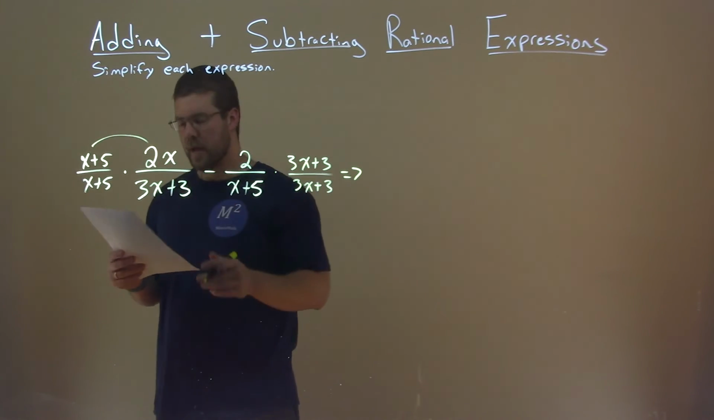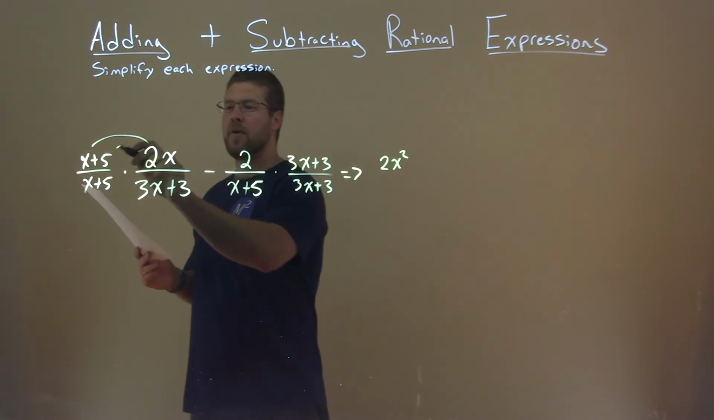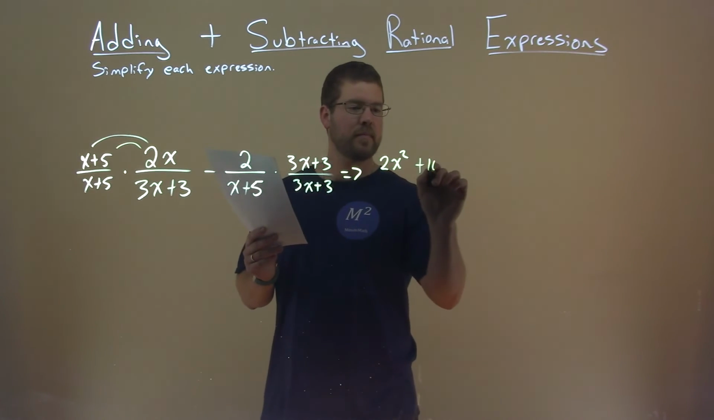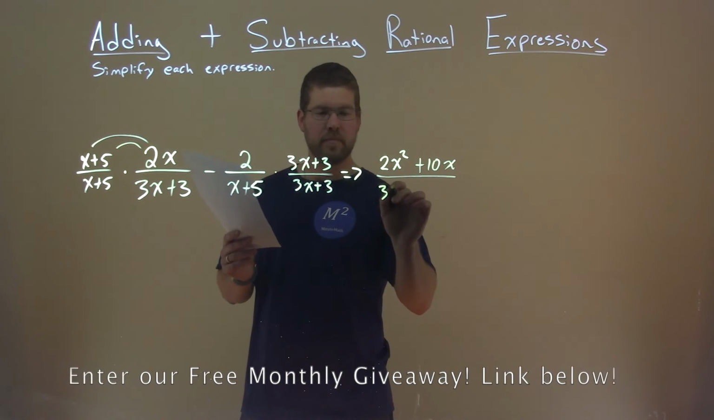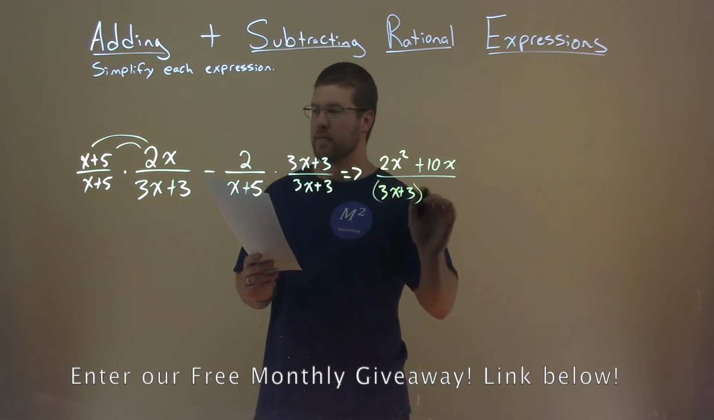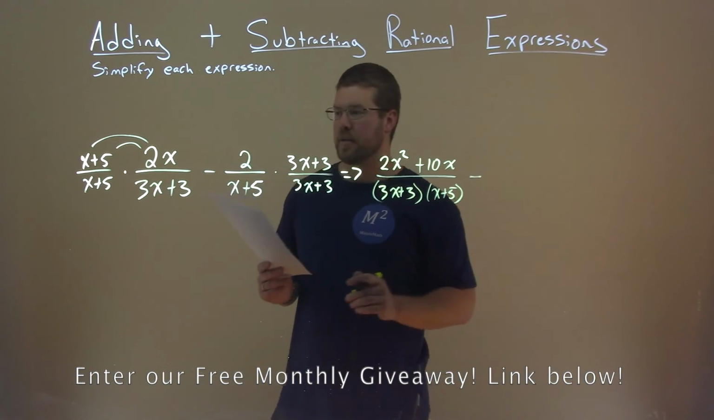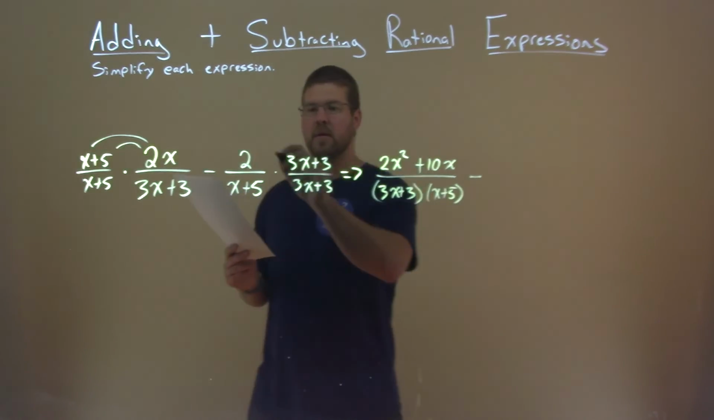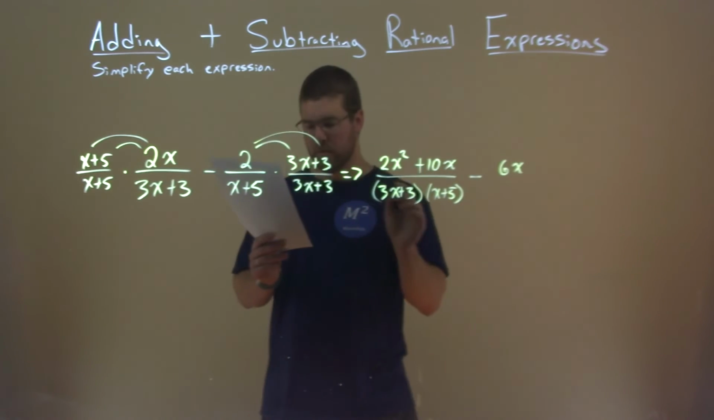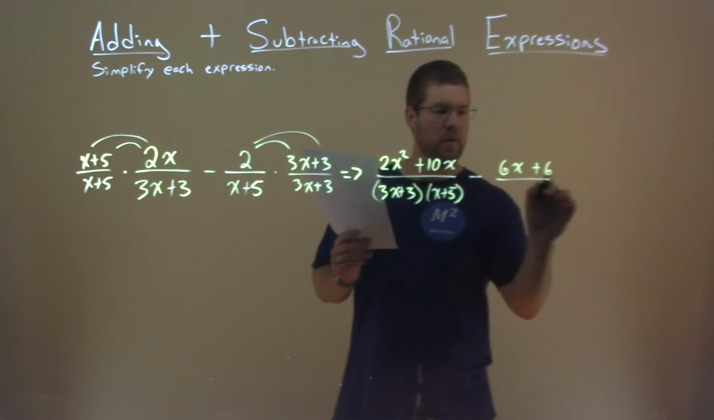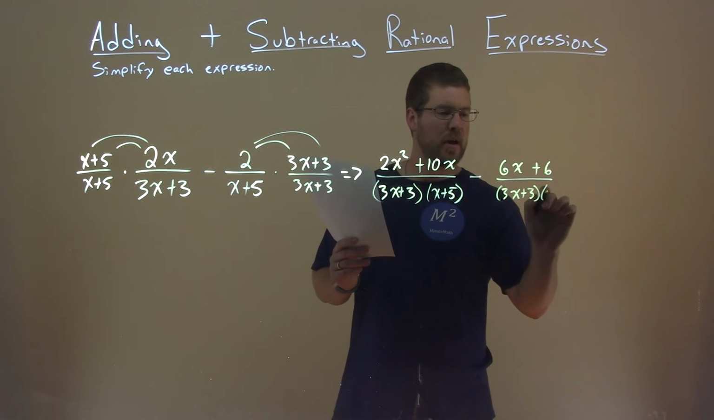Let's distribute. x times a 2x is, well, 2x squared. 5 times a 2x is 10x. Over that denominator, 3x plus 3 times, well, x plus 5. Now we're subtracting the right-hand side. 2 times 3x is a 6x, and 2 times 3 is a 6. Over, again, that denominator, 3x plus 3 times x plus 5.